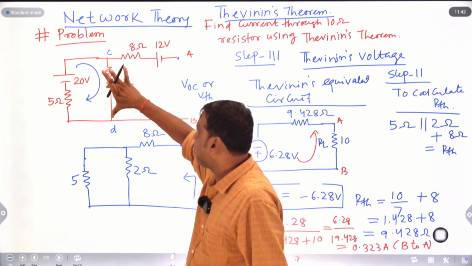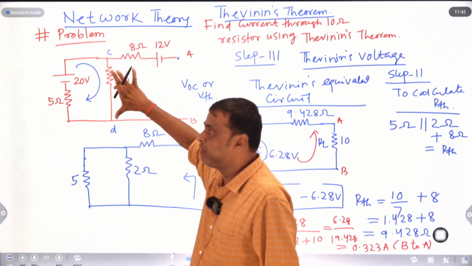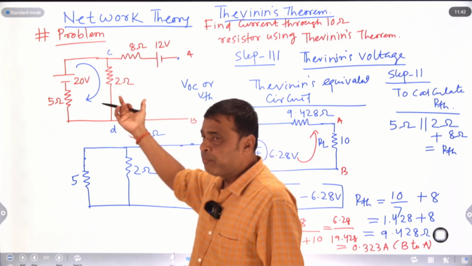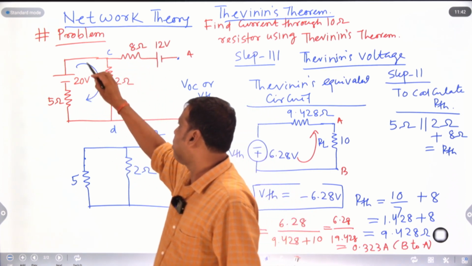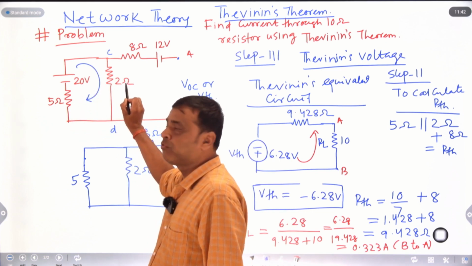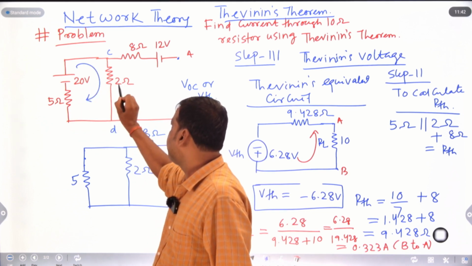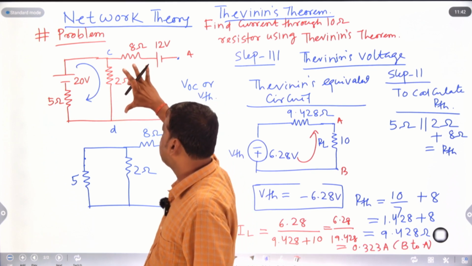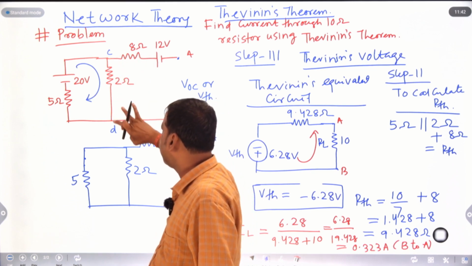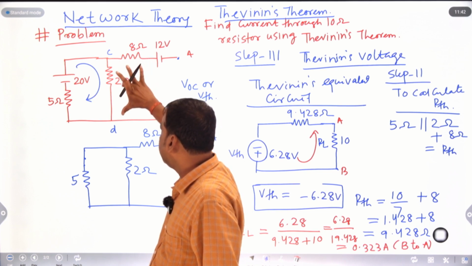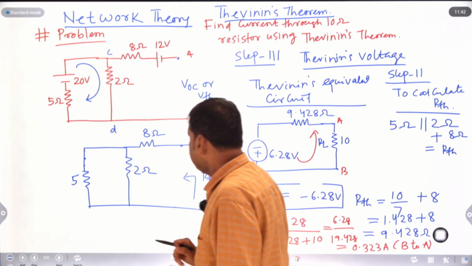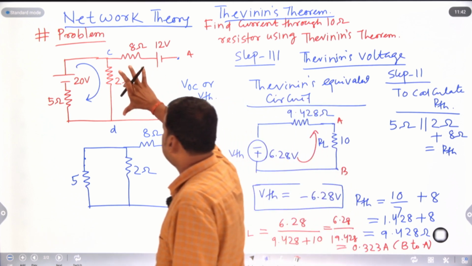We only have to calculate the voltage across this 2 ohm resistor. How to find the voltage across this 2 ohm resistor? By using the voltage division rule, or you may calculate the current equal to 20 by 5 plus 2, that is 20 by 7, current into this resistance. Or we may say the potential across terminal C and terminal D, VCD, equals 20 into 2 by 5 plus 2.